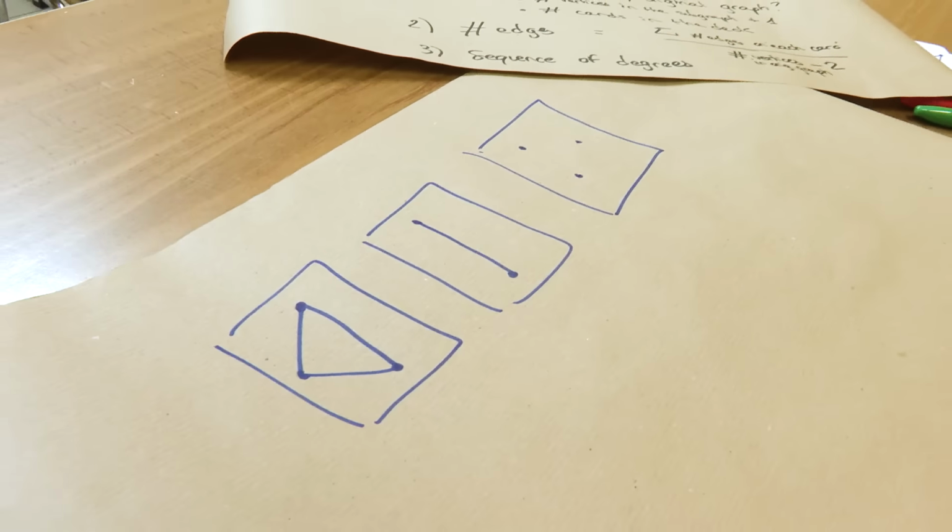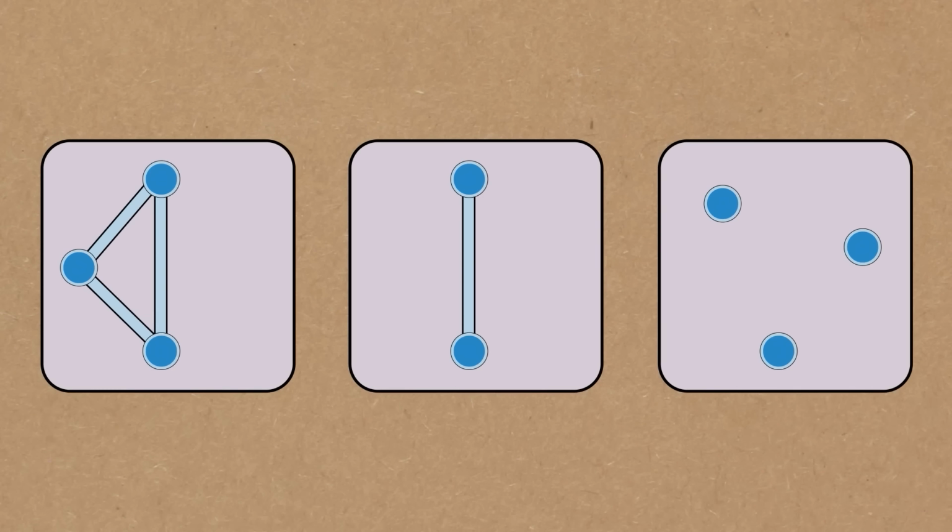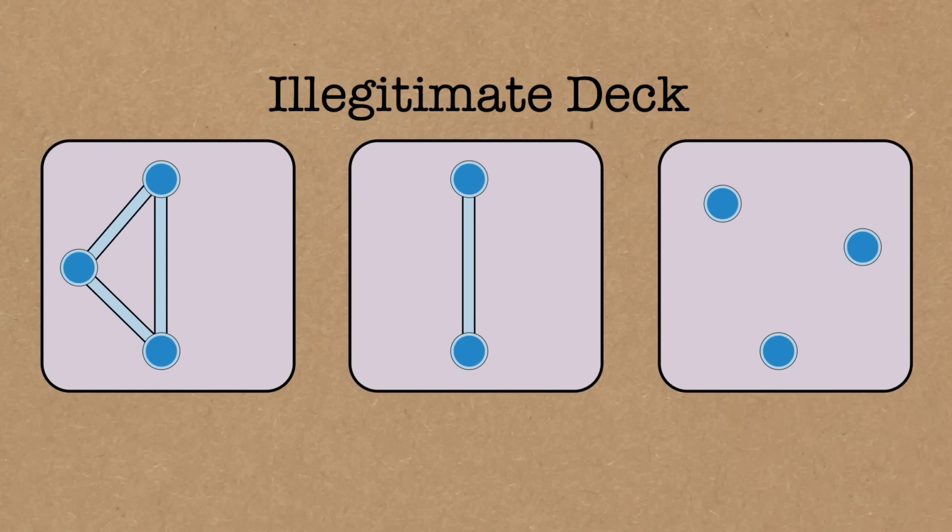It doesn't. So yeah, I'm just showing you a very easy example of something that's called an illegitimate deck. This is not a deck of a graph. This is just some random, okay, have a look at this. Can you play with it? Well, you notice easily that you can't, but some of them are less obvious.